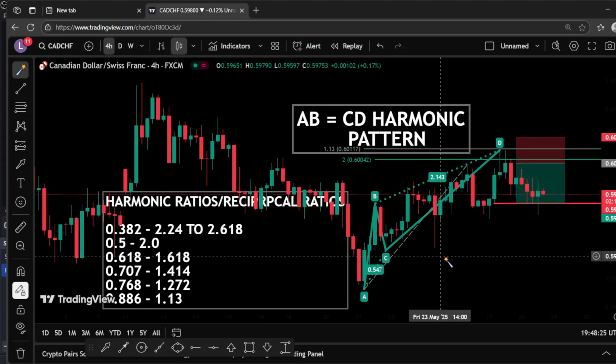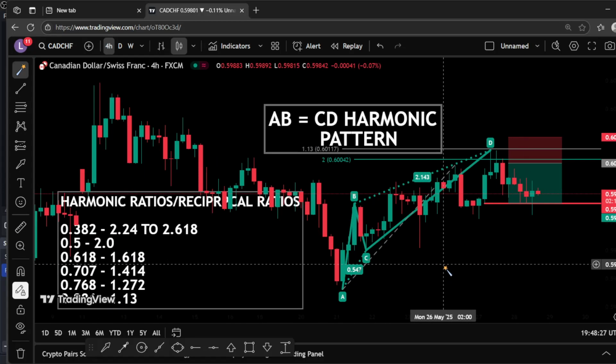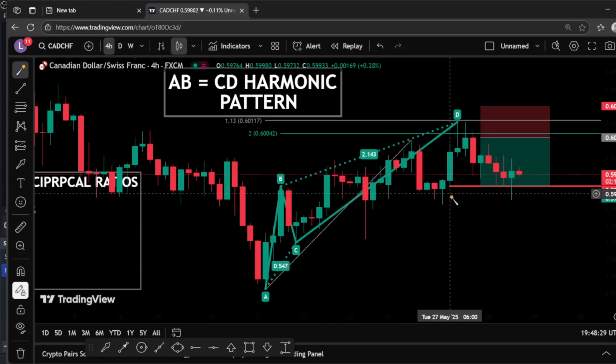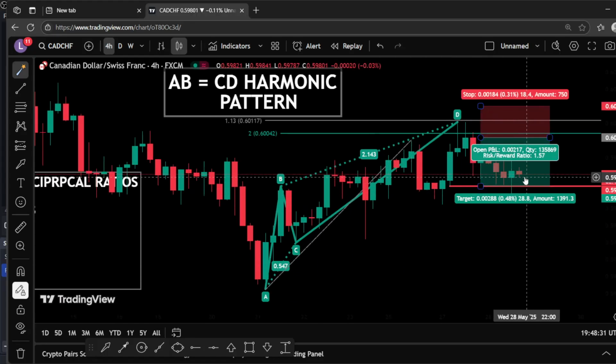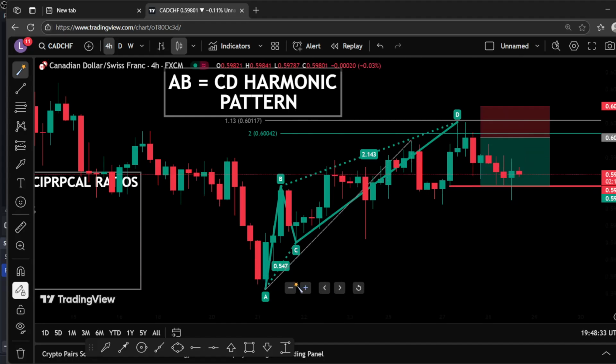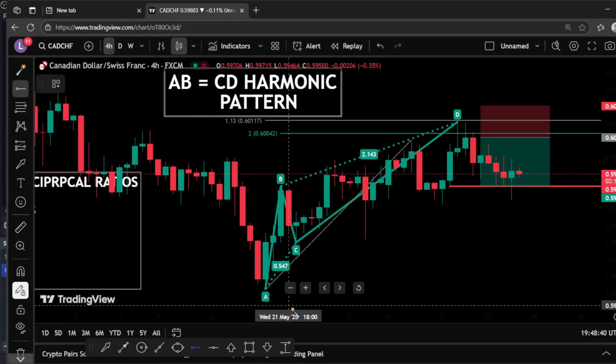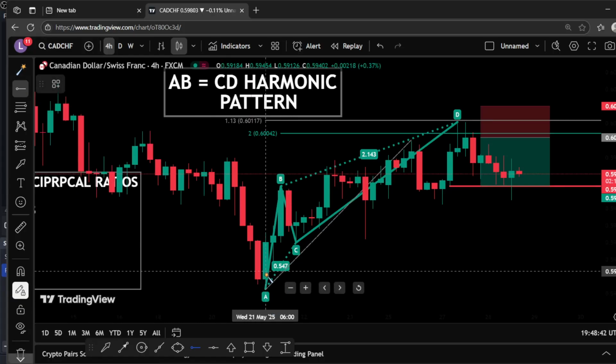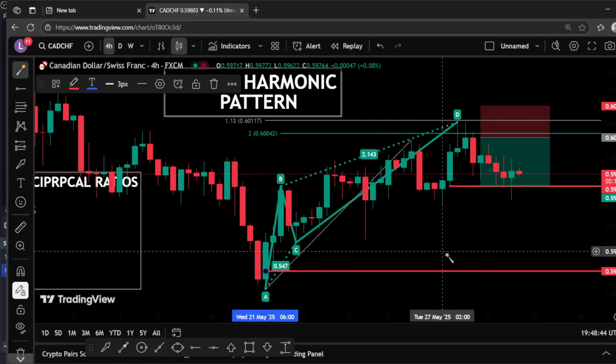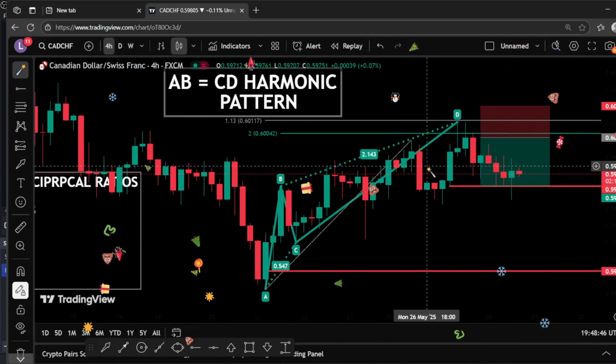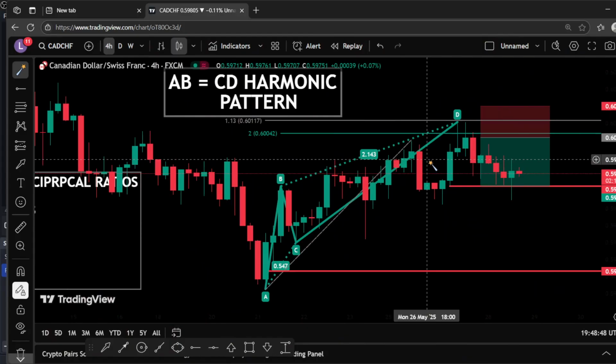So the sell trade is completed, and I'm expecting this Cat shift to come down up to that level right there. So what this is forming right here is the shark pattern.